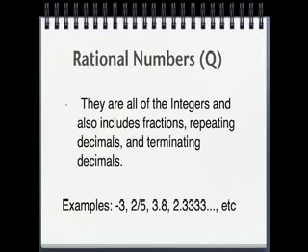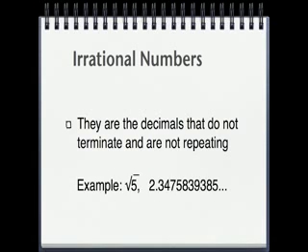Next is the rational numbers. They are all the integers, but they also include fractions, repeating decimals, and terminating decimals. Irrational numbers are numbers that are equivalent to decimals that do not terminate and are not repeating. An example would be 2.34758 and so on. It just keeps going on forever and it doesn't terminate.